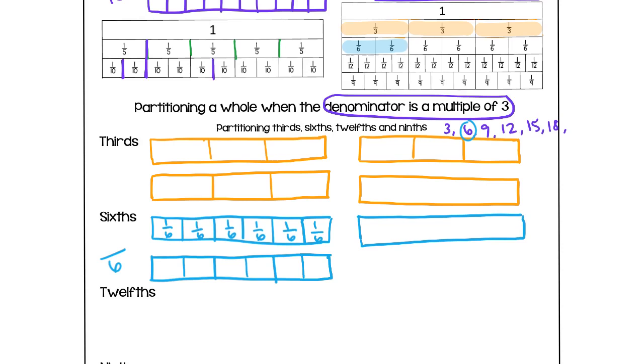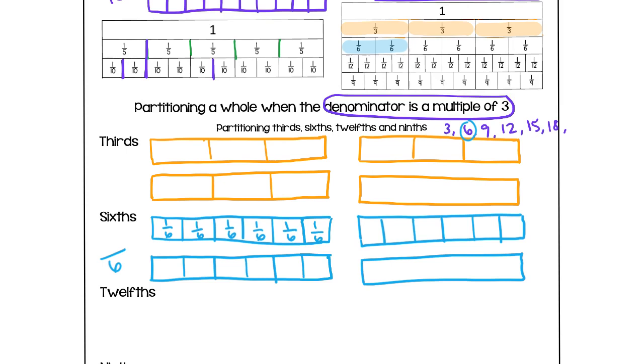Draw your whole, partition it into thirds, then partition each third into 2 pieces. And you should have 6 pieces. Count your pieces to make sure there's 6. All right, last one you're going to do by yourself. Thirds, and then partition each third into 2 pieces.